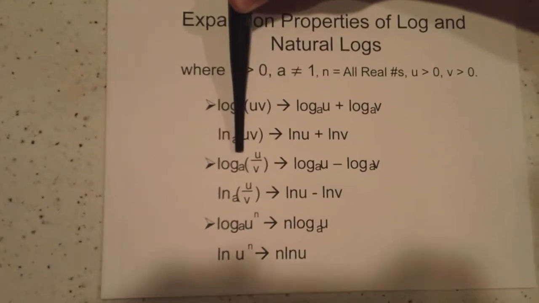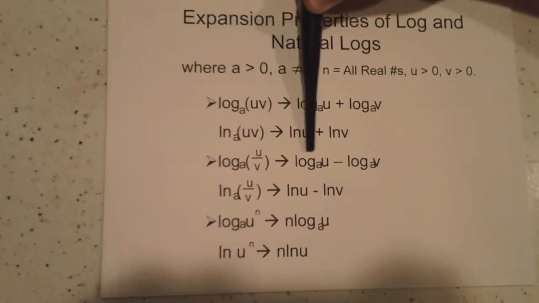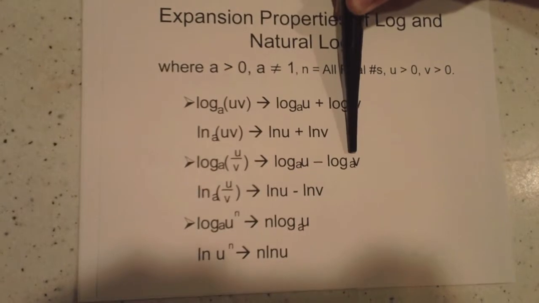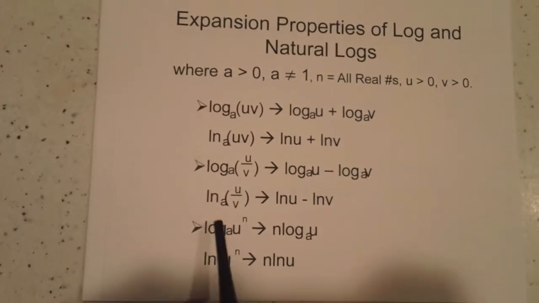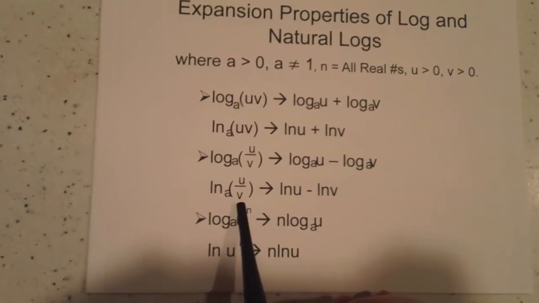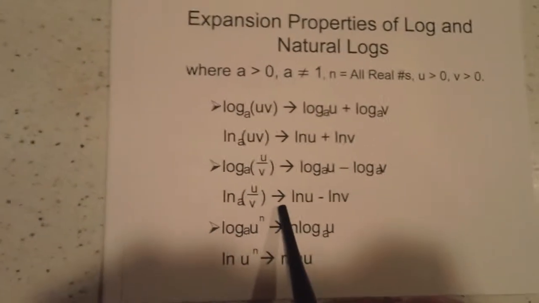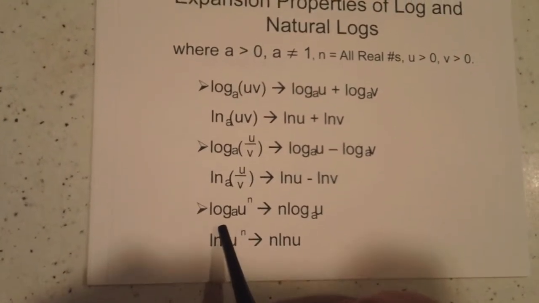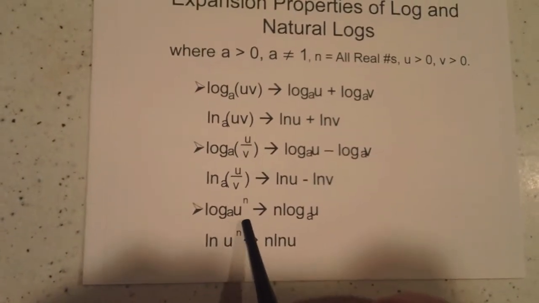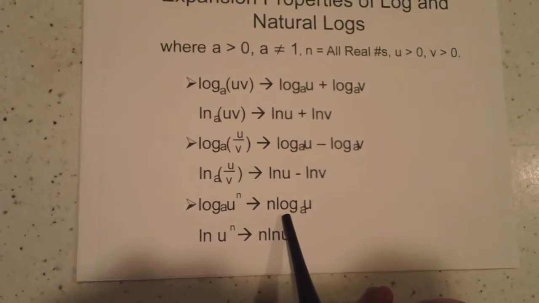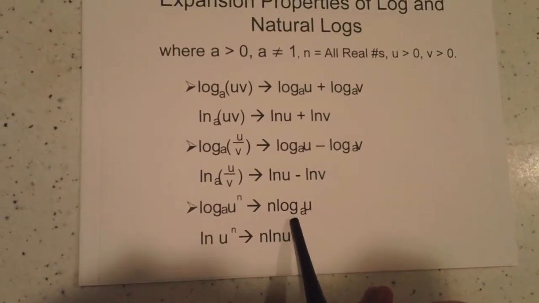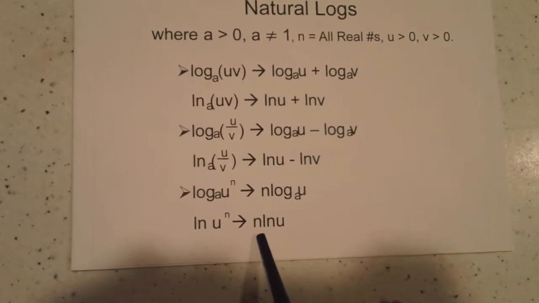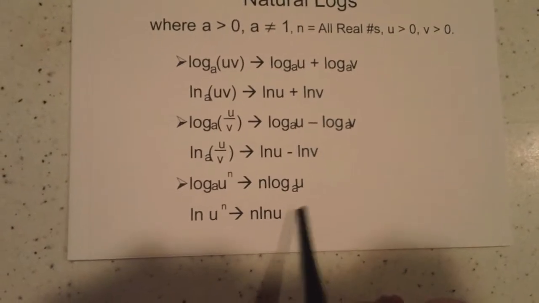Log subscript a of u divided by v can also be written as log subscript a of u minus log subscript a of v. And the natural log of u divided by v can also be written as the natural log of u minus the natural log of v. The log subscript a of u to the n can also be written as n times log subscript a of u, or the natural log of u to the n can also be written as n times the natural log of u.